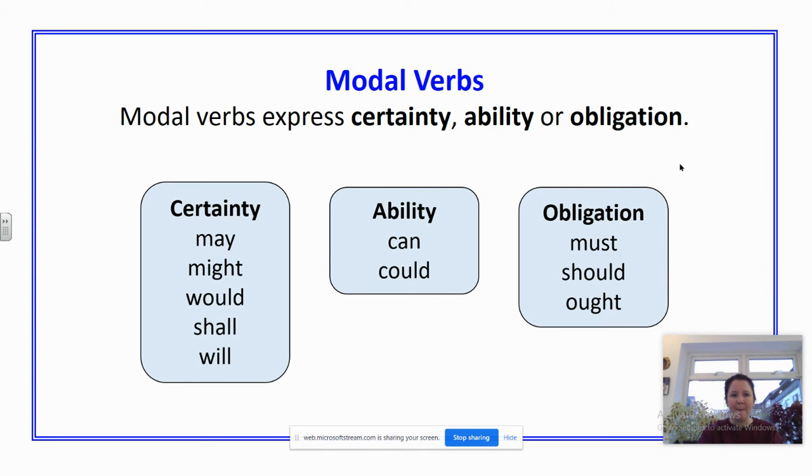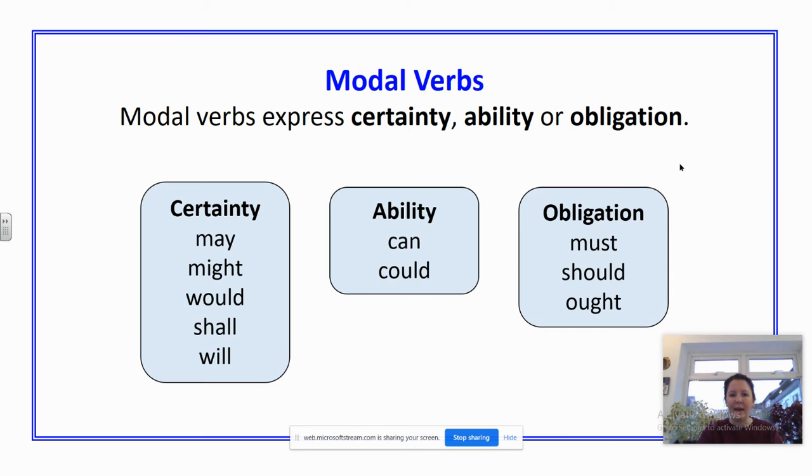So certainty: may, might, would, shall, and will. So for instance, if you're going to say, I am going to the party, you might say, I might go to the party, I may go to the party, I will go to the party. And it changes the sentence, doesn't it? It changes the meaning of the sentence, the certainty in the sentence.